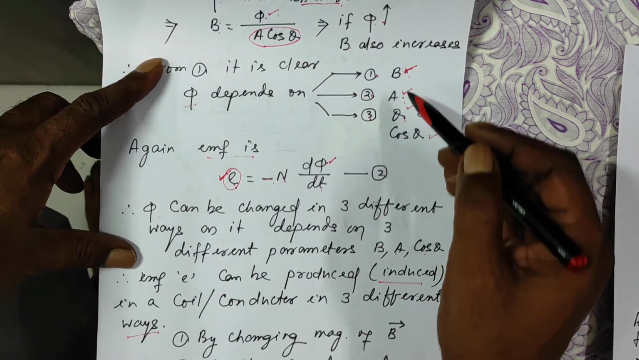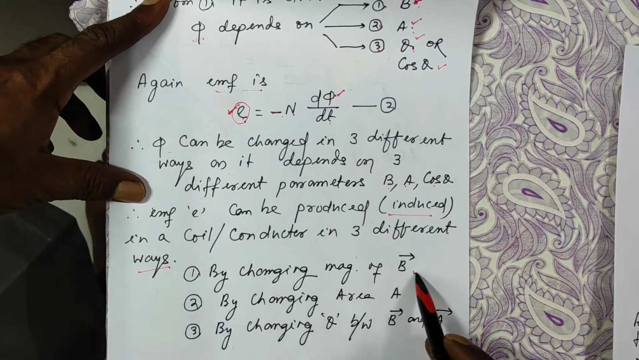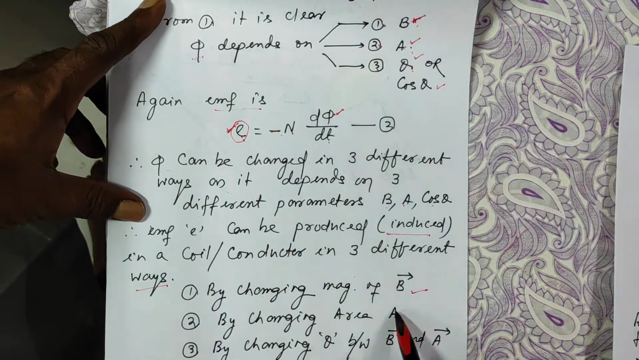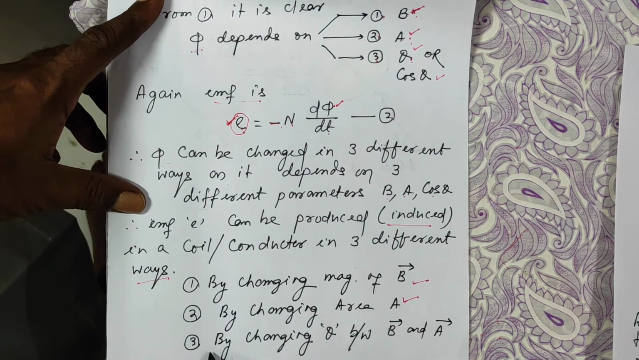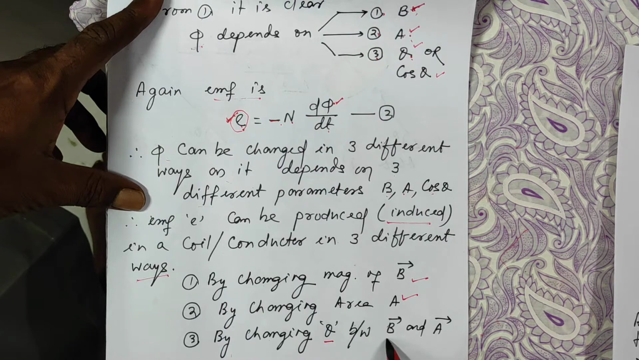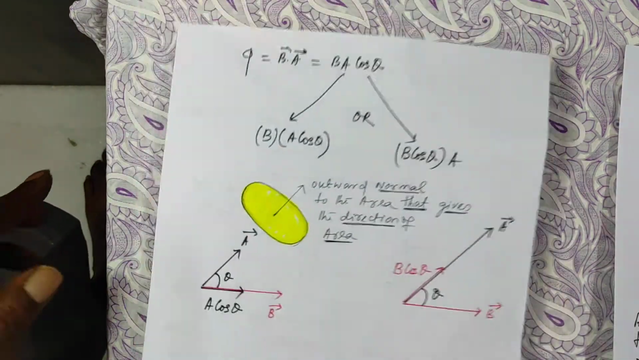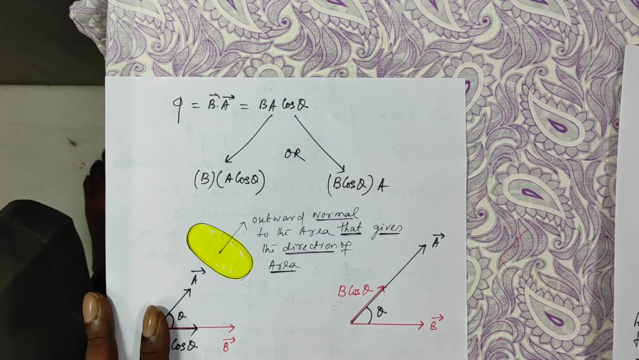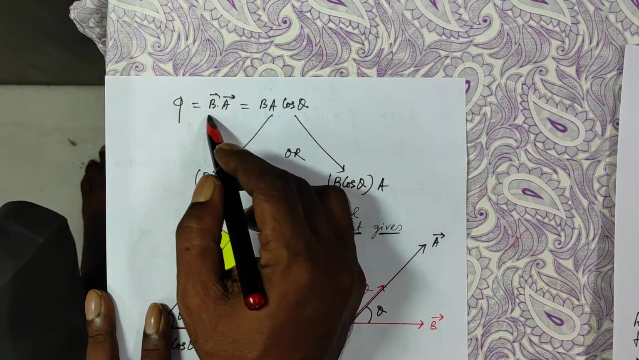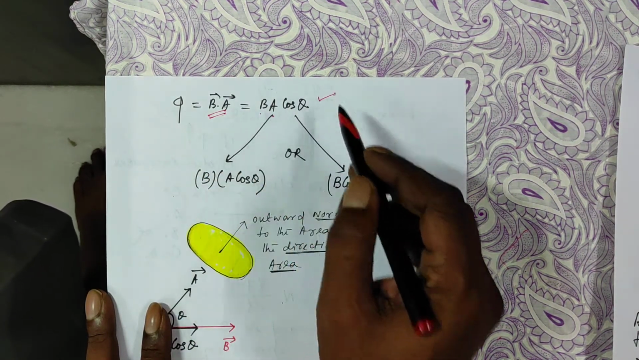Number 1, by changing B, by changing the magnitude of B. Number 2, by changing the area vector. Or number 3, by changing the theta between the magnetic field vector and the area vector. Now look at this diagram. Flux was defined as B dot A, that is BA cos theta.